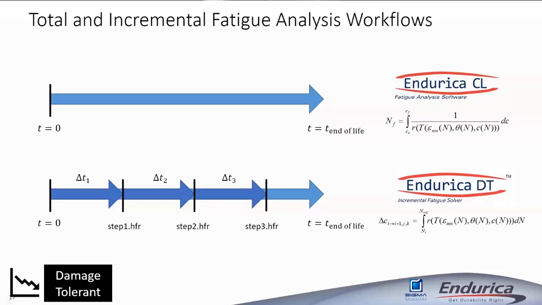This is also the method that we use to update the material properties. Maybe in the first year, you have one set of material properties. Due to aging, in the second year, you have another set. In the third year, another set. And the incremental analysis allows you to account for the evolution of material properties with cycles or with time.